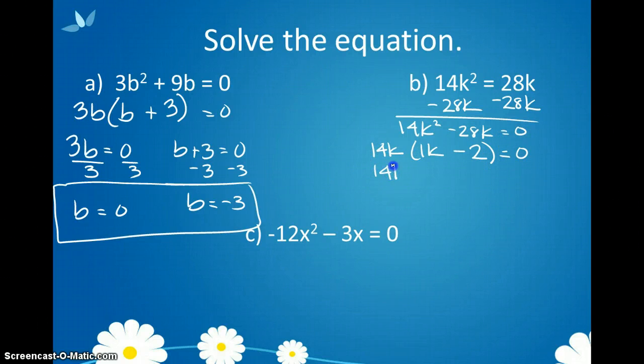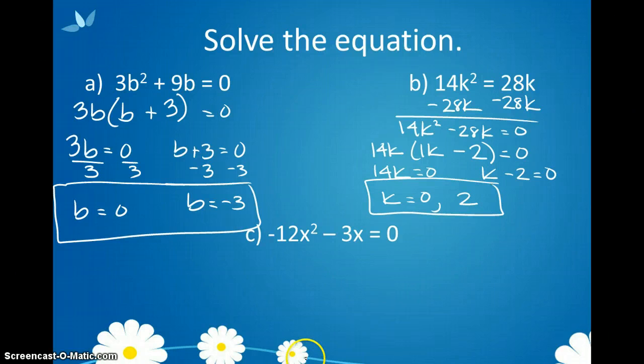So now you have 14k is equal to 0, and k minus 2 is equal to 0. These are kind of nice because you can really do them in your head. For this one, 14 times what gives you 0? 14 times 0. For this one, what minus 2 gives you 0? 2. 2 minus 2 equals 0, so k would have to be 2 for the second equation.